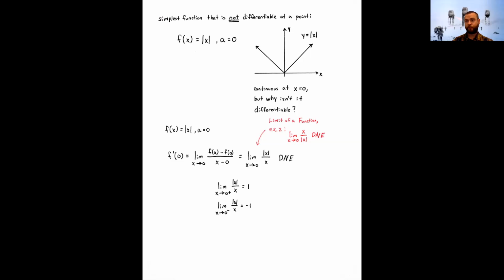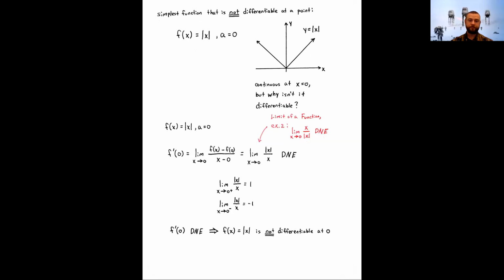So what we have just proved mathematically is this function, absolute value of x at 0, is not differentiable because the derivative does not exist at 0. All right, great. But what does that really mean? Well, let's look at the graph.